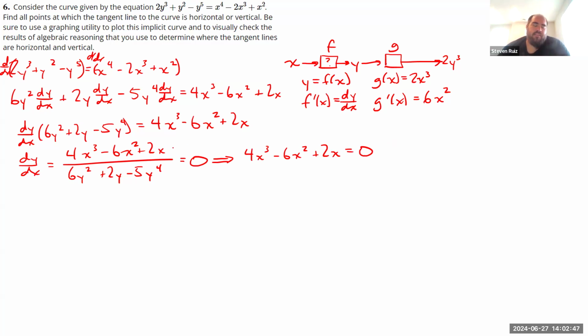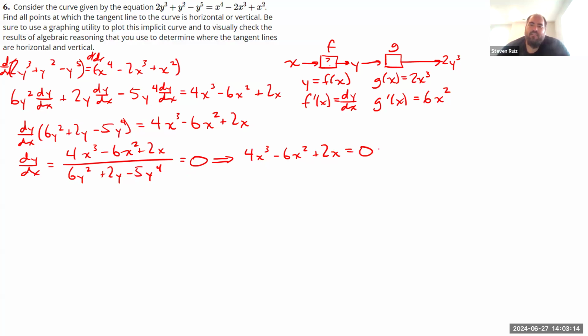Another way to think about this is what would happen if you cleared this fraction. What would happen if I multiply both sides by this denominator, the 6y squared plus 2y minus 5y to the fourth? If you do that, you multiply 0 by that denominator, and the denominator is basically going to get annihilated. So we have this cubic.